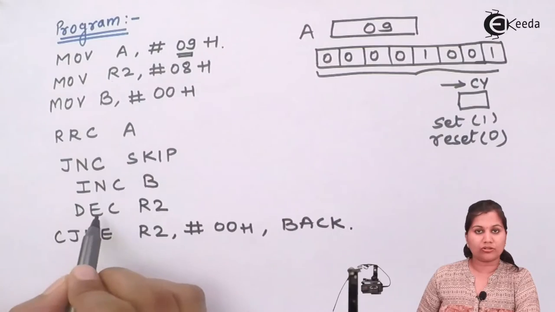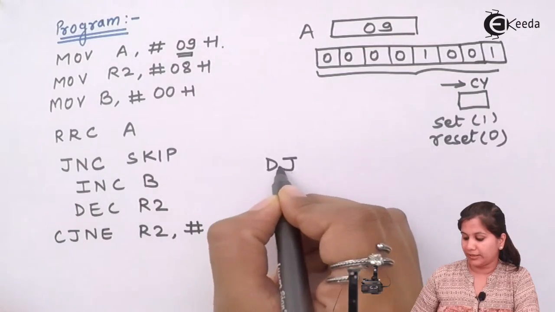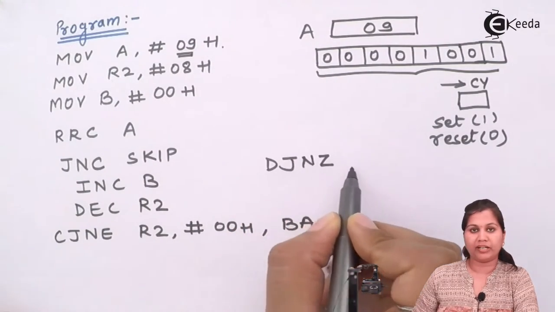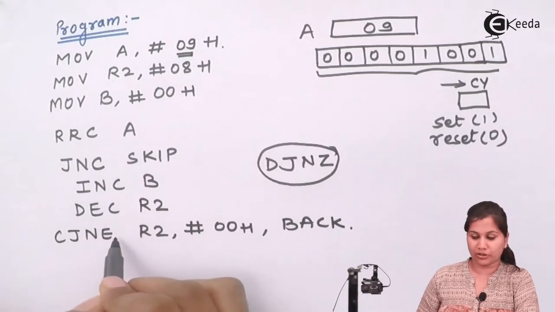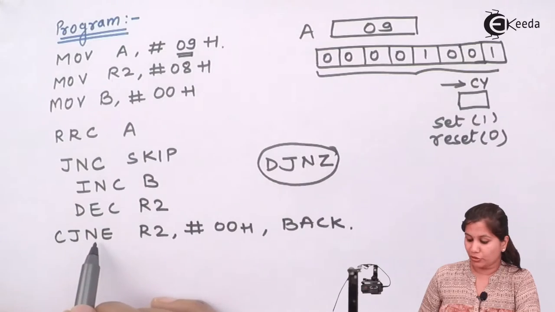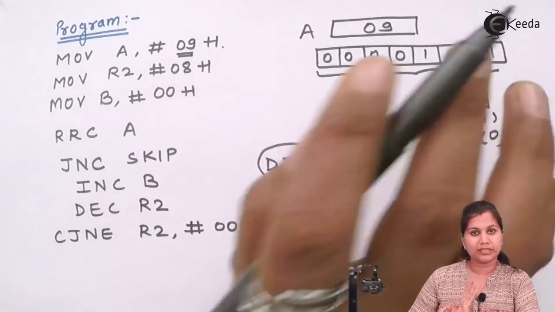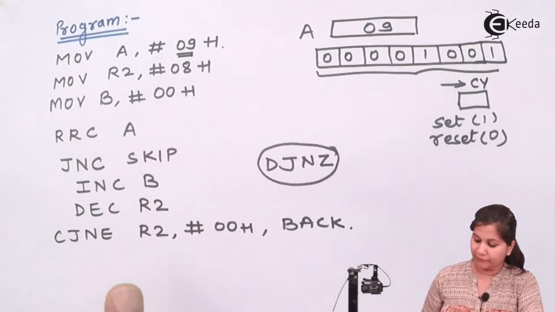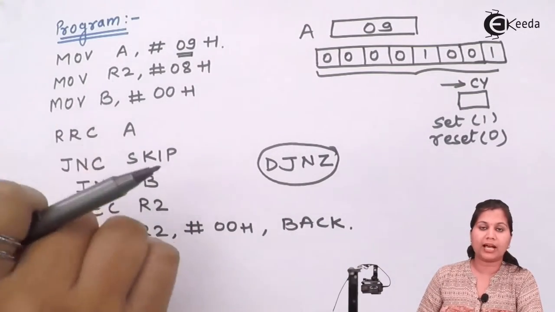Here we can also replace all these with DJNZ, which means decrement and jump when it is not equal to 0. This instruction can also be used here, but instead of that we are using two instructions. First is to decrement R2 and then compare and jump if it is not equal to the 00 value. If it is equal to 00, it means that all the 8 bits have been checked. Just store the number of ones which is present in the B register. If it is not 0, then you have to repeat the process. So back is the memory location where it has to jump, where it has to repeat the process.